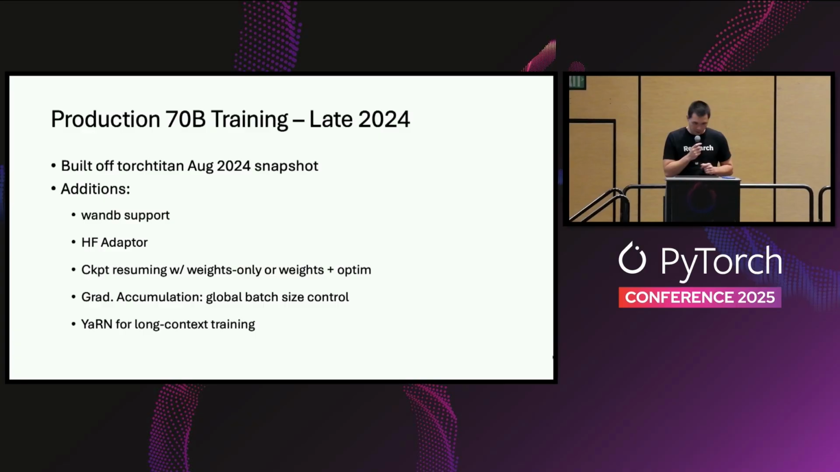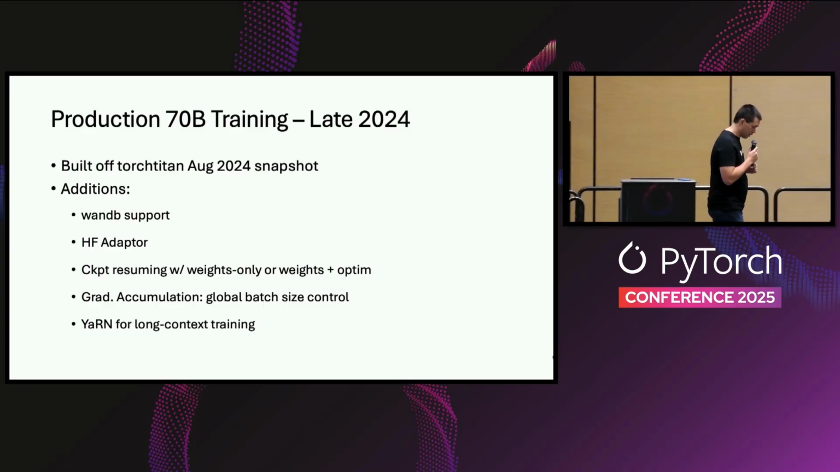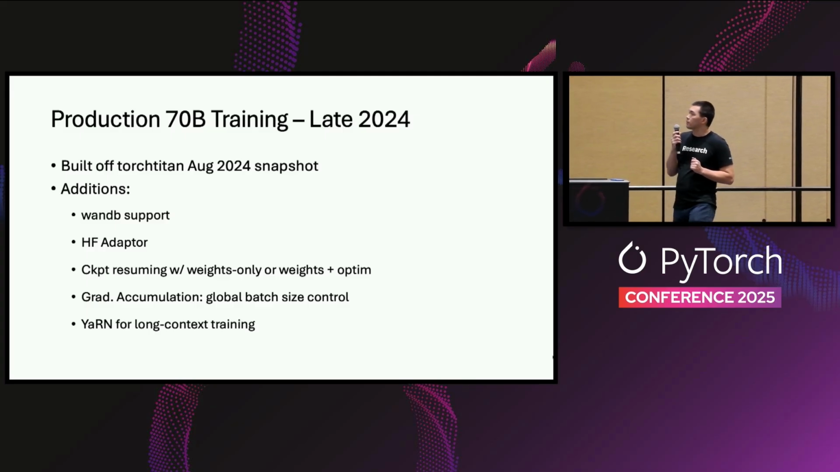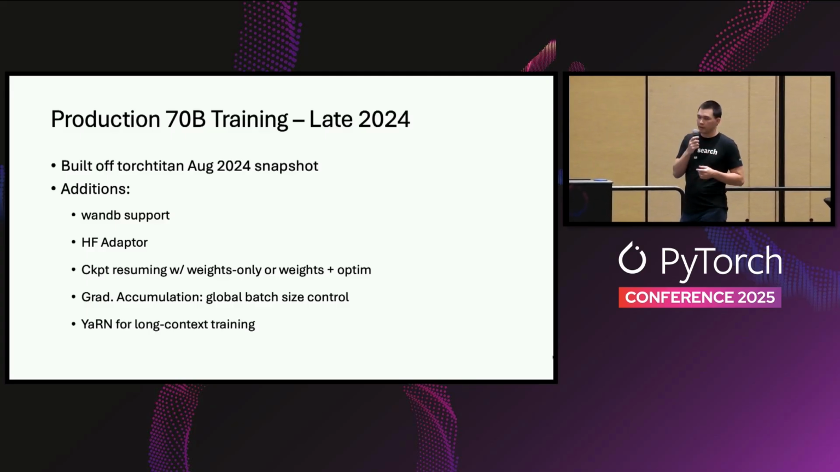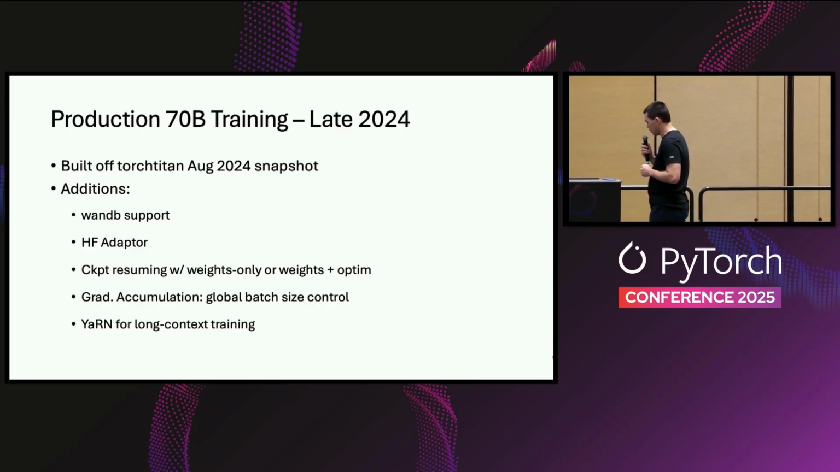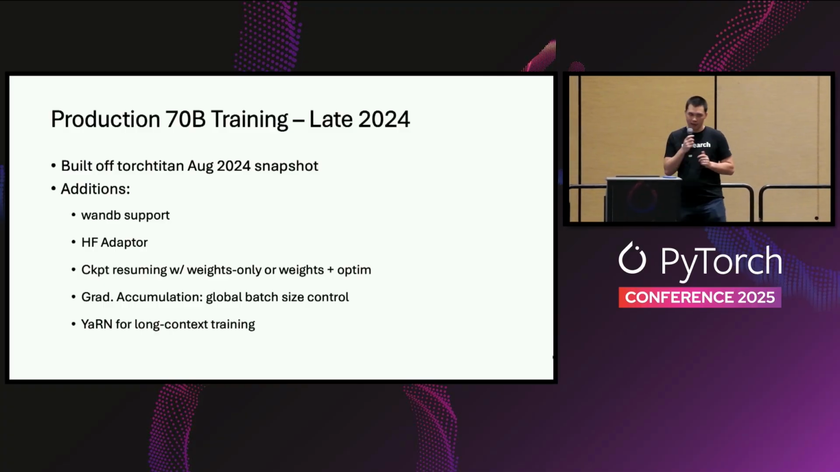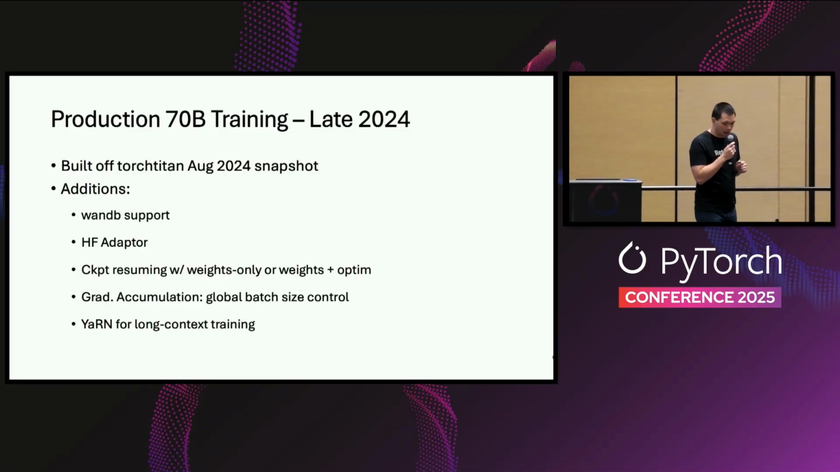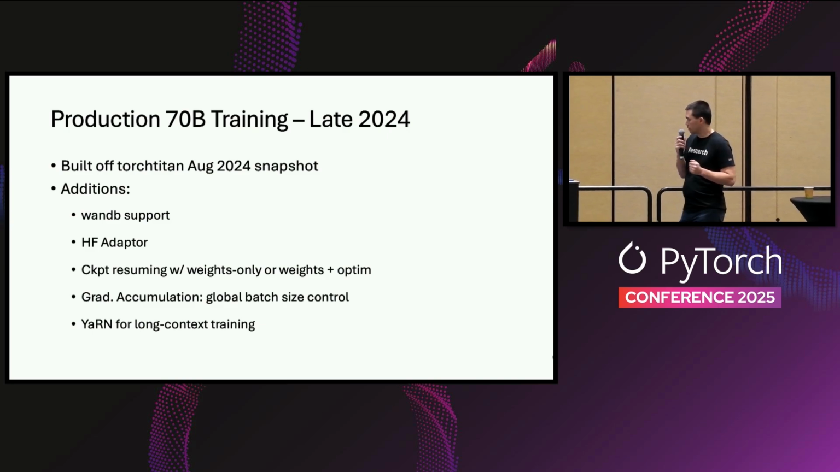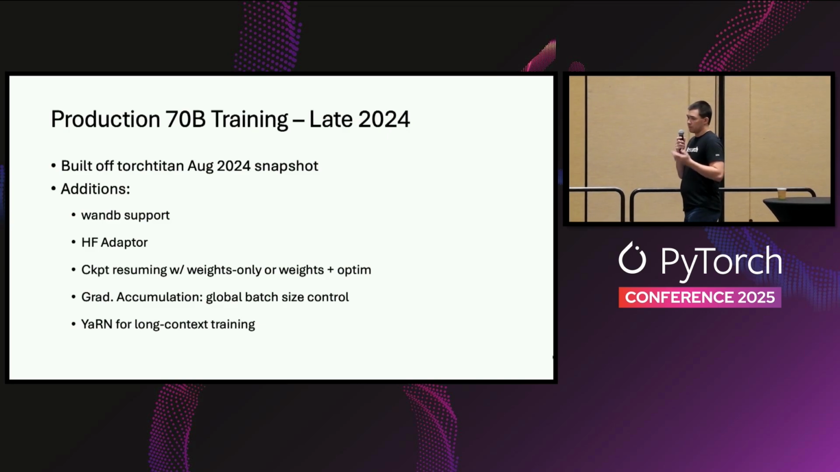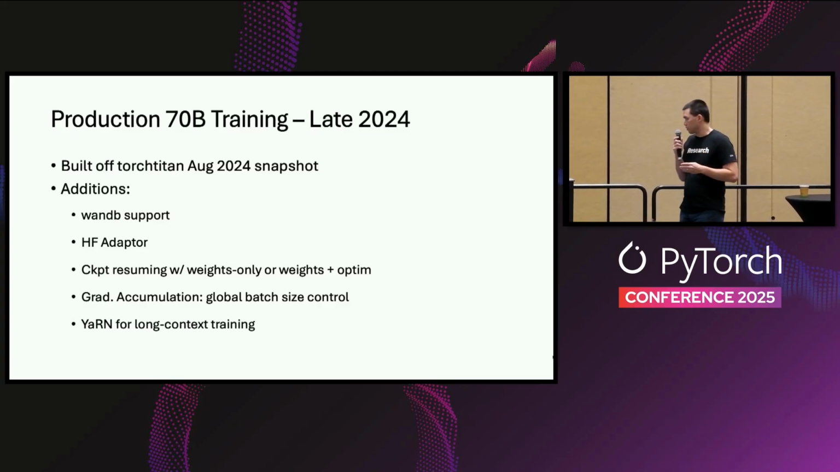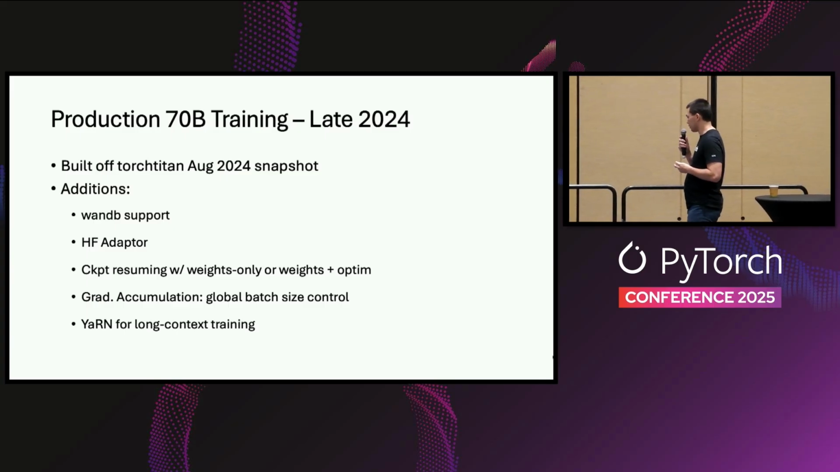So the actual training run started in late 2024. And here we built off of the snapshot of Titan that was available in August. But to actually make it production ready, we needed to add a few things. A lot of them on this slide are now available in upstream TorchTitan, but at the time, things like weights and biases support didn't exist. You couldn't log to weights and biases, a small thing, but important for tracking the status of the run.